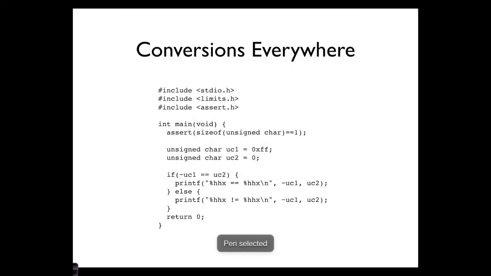Here we have an unsigned char 0xFF. So far, so good. Makes sense. We can do an unsigned char up to FF, so that's good. And then we have another unsigned char, which is 0. And then we're going to say if the complement of unsigned char 1 equals equals UC2. What is the complement of FF? You guys remember, if I flip all the bits? 0, right? So if complement of unsigned 1 equals unsigned 2, and unsigned 2 is 0, what should happen here?